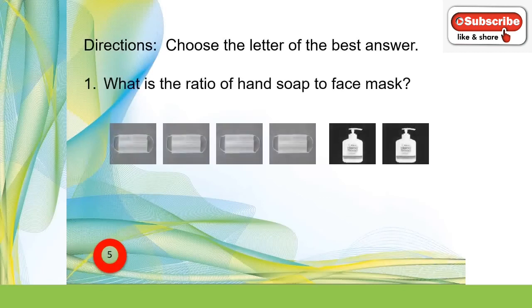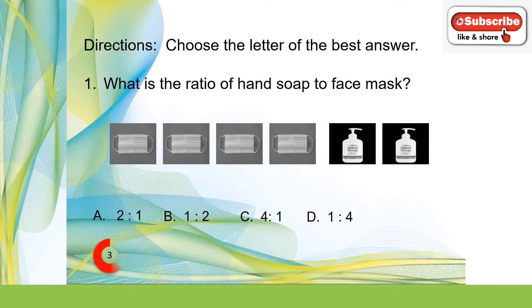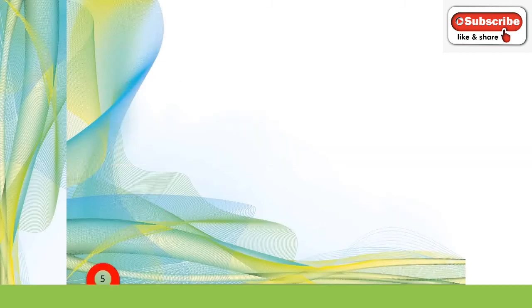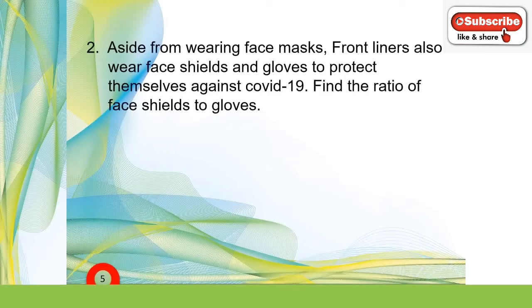Number 1. What is the ratio of hand soap to face mask? A. 2:1. B. 1:2. C. 4:1. D. 1:4. Write your answer now. Time is up. The correct answer is letter A. Let us proceed to item number 2.